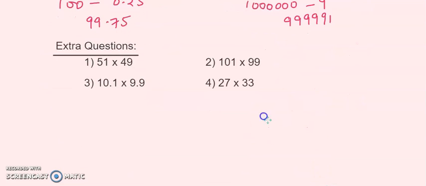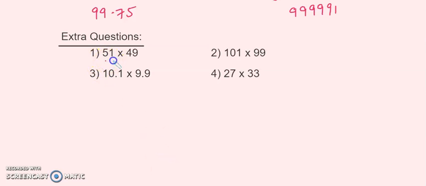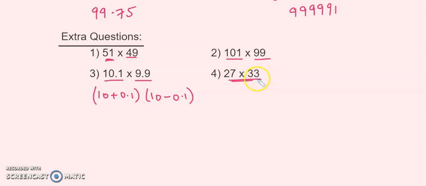Similarly, I've taken 4 questions for you to solve. I'll just give you a hint. If you round off, it's 50, and 49 is also 50. So it's 50 plus 1 and 50 minus 1. Similarly, 101 will be 100 plus 1, and 99 is 100 minus 1. Then 10.1 and 9.9: 10 plus 0.1 and 10 minus 0.1 will give you 9.9. Okay. The next you need to figure out, yes, 30 minus 3 and 30 plus 3.